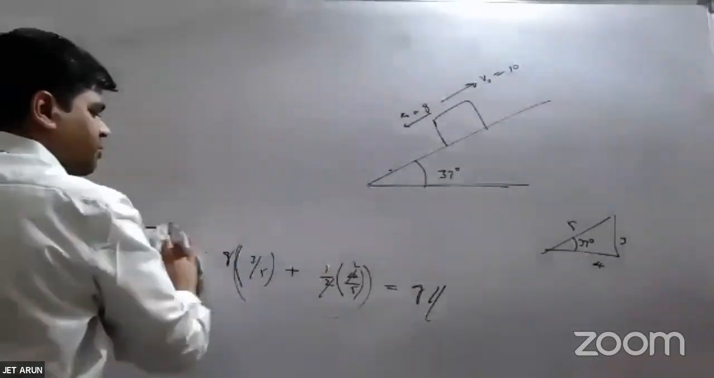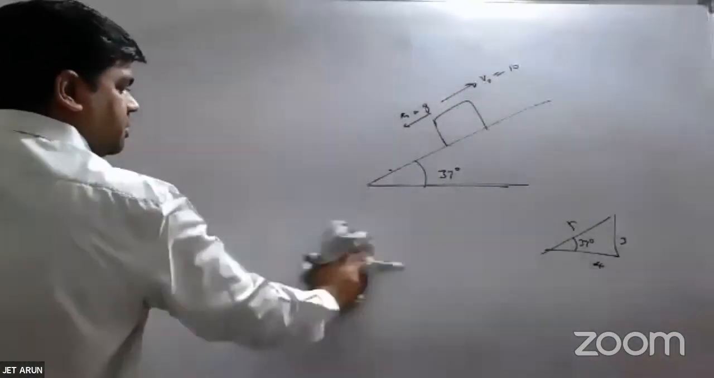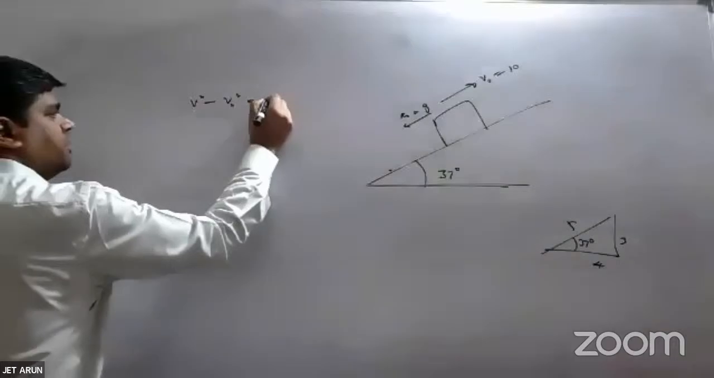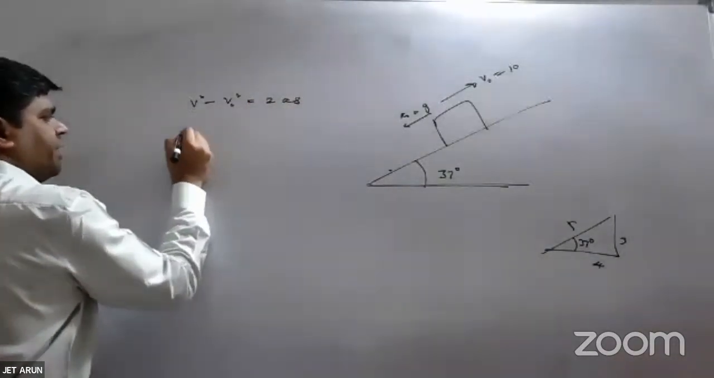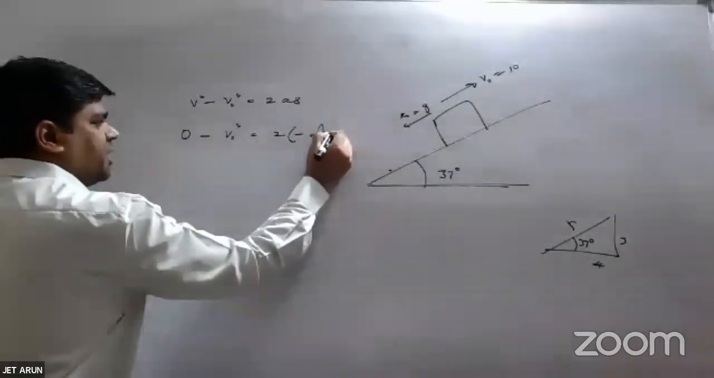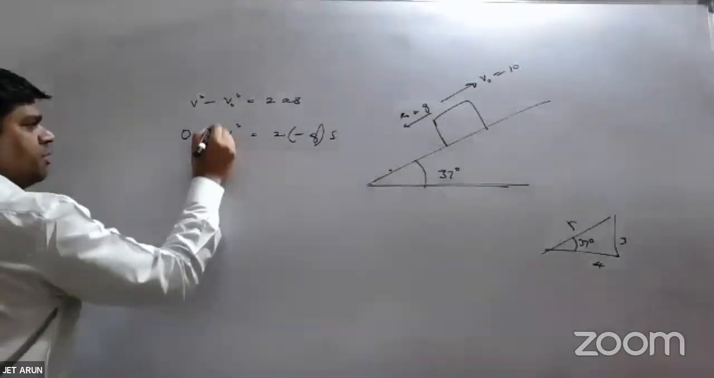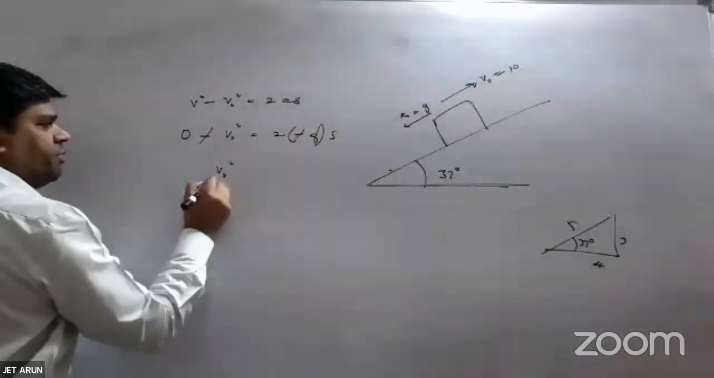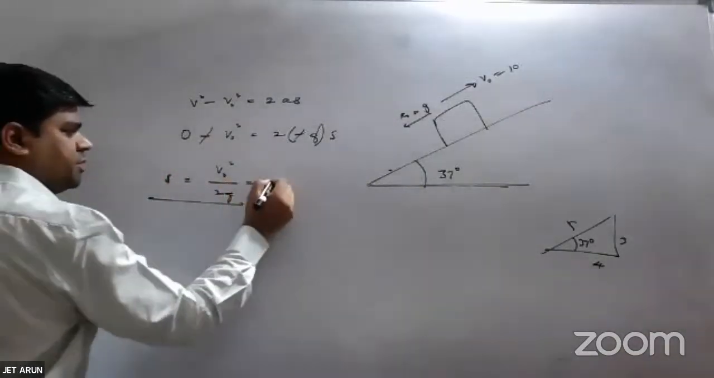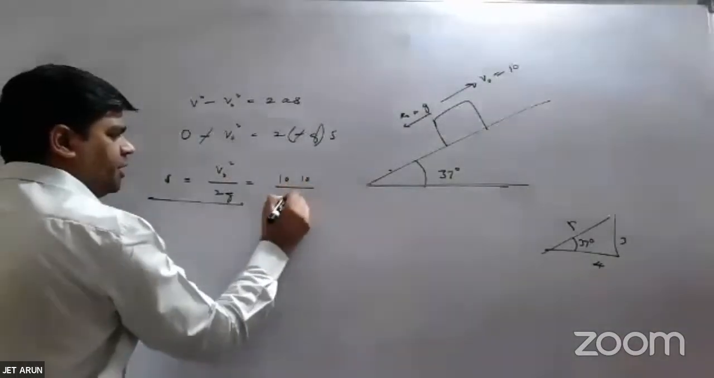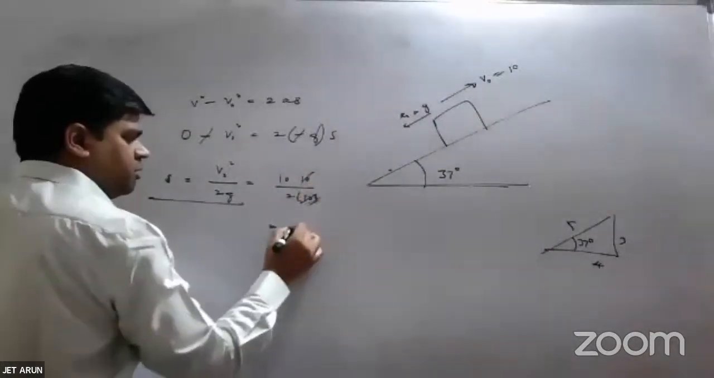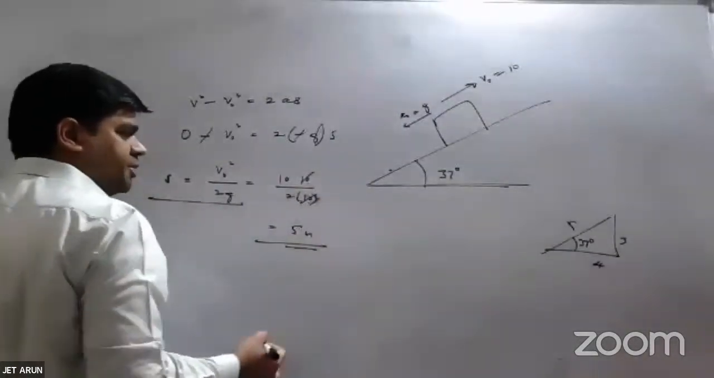So the equation which I'll use is v square minus u square is 2as. V square minus v naught square is equal to 2as. Final velocity is 0, so minus v naught square is equal to 2 times minus g times s. Minus gets cancelled out. So s is v naught square by 2g, which is 10 times 10 by 2 into 10, 5 meters. Is it correct?